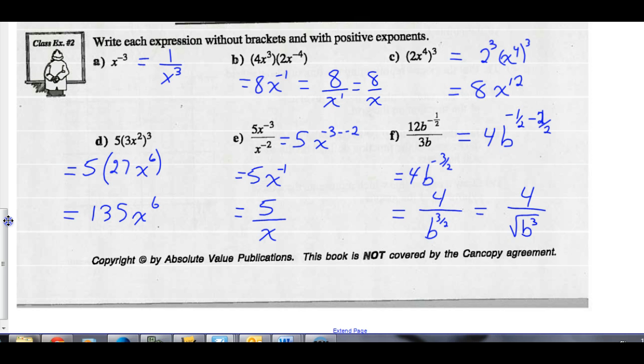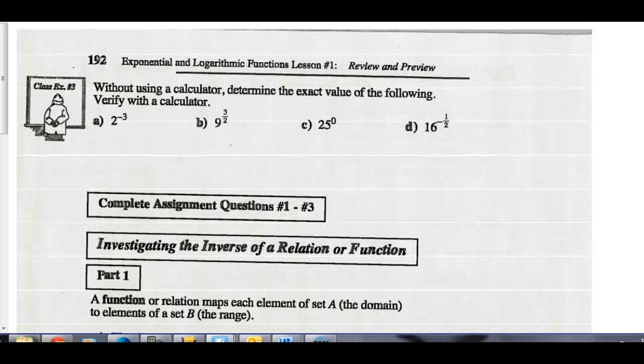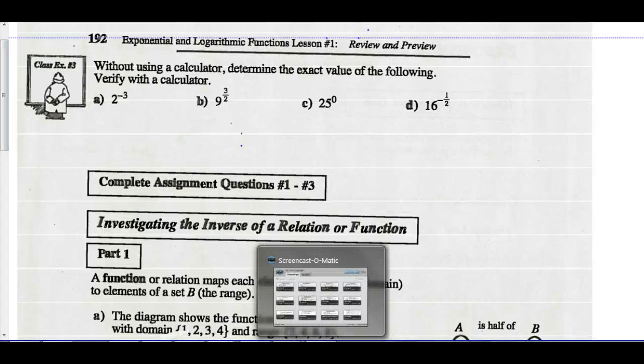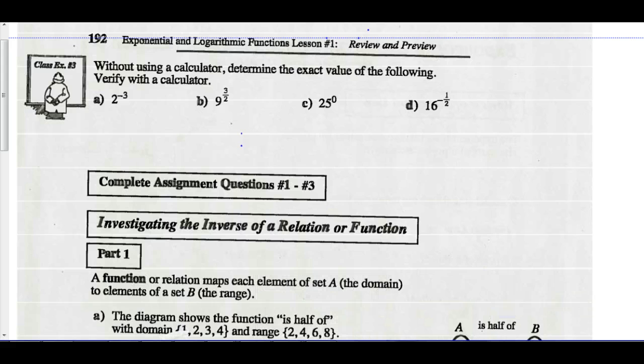All right, let's look at example 3 on the next page. So example 3, without using a calculator, determine the exact value of the following. You can verify with the calculator if you'd like. So 2 to the -3. 2 to the -3 is like saying 1 over 2 to the +3. And evaluate that. That's 1 over 2 times 2 times 2.